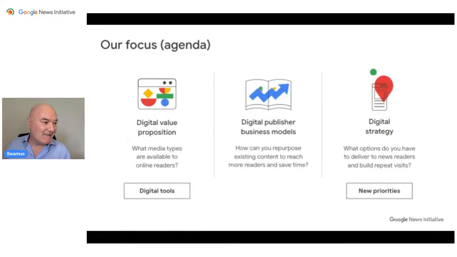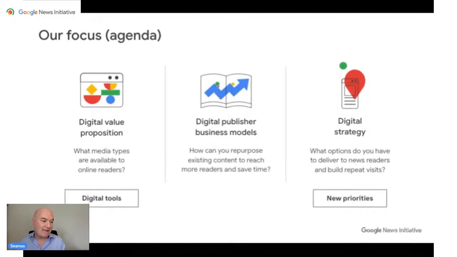So we've broken the lesson down into 3 focus areas. The digital value proposition, as you can see there: what types of media are available to online readers? We'll look at some of the digital tools available to us. As I mentioned, digital publisher business models, so just some of the ideas, looking at some case studies as well. That's always very interesting in these courses, just to find out what other people are doing.